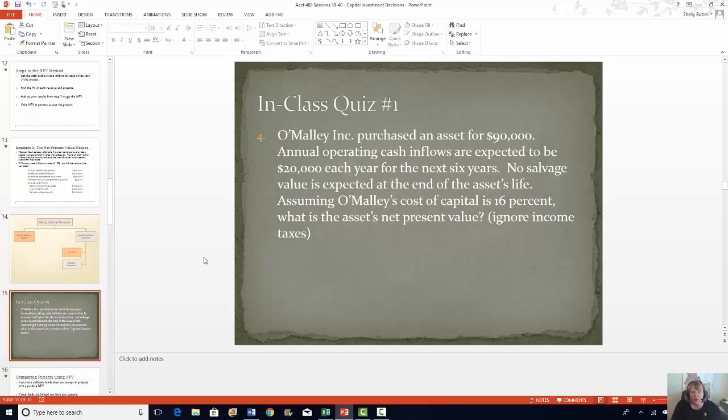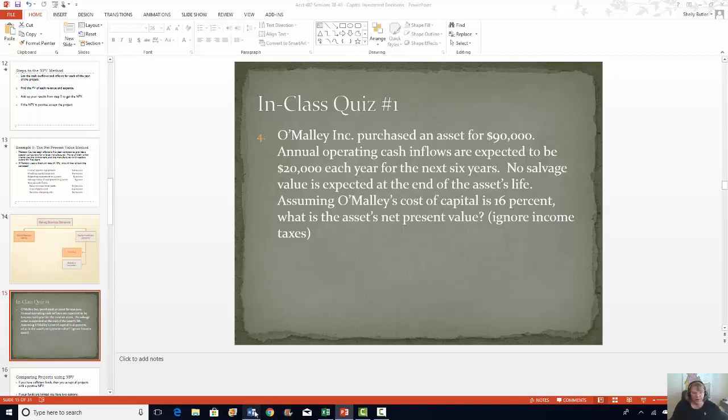So O'Malley's purchased an asset for $90,000. Annual operating cash inflows are expected to be $20,000 each year for the next 6 years. No salvage value is expected. And assuming O'Malley's cost of capital is 16%, that's huge. What is the asset's net present value?